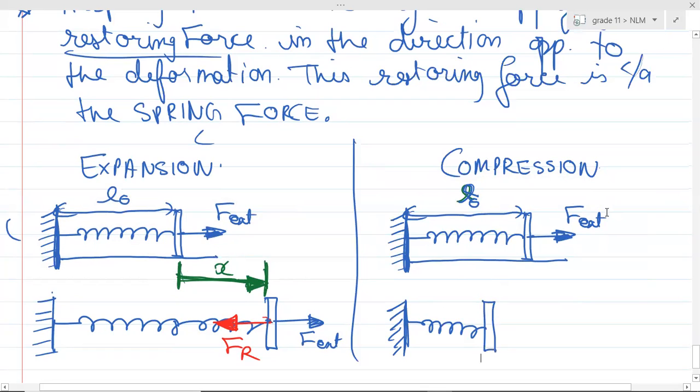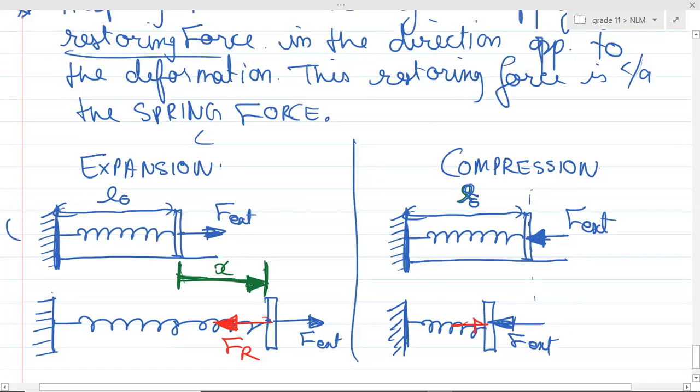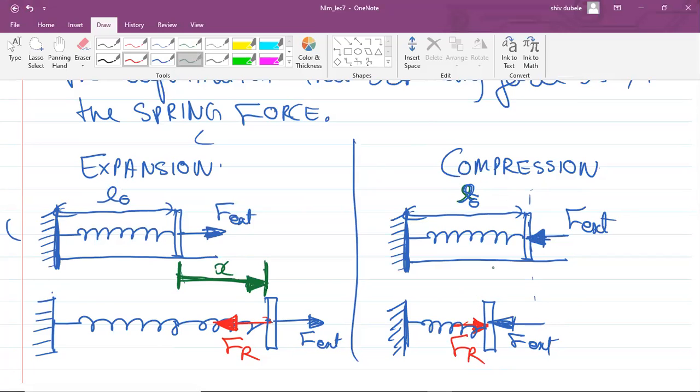So can you see, guys, if I apply an external force to push it, on application of this external force, when it gets a little bit deformed, a restoring force acts against it. Can you see? The restoring force's only job is to restore the shape of the spring, right? That's why its name is restoring force.